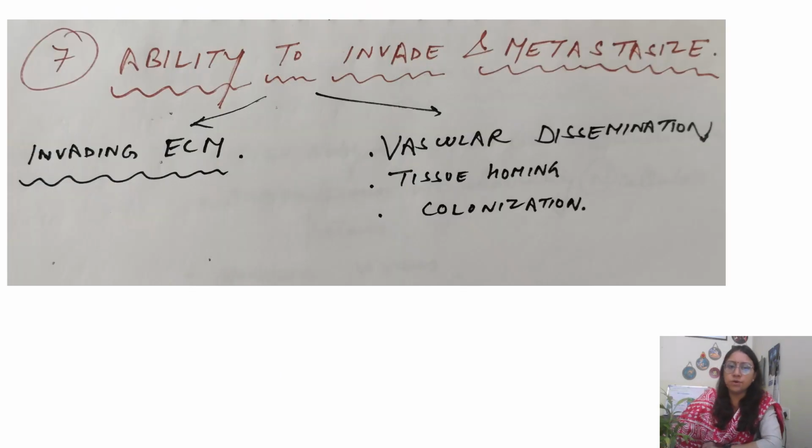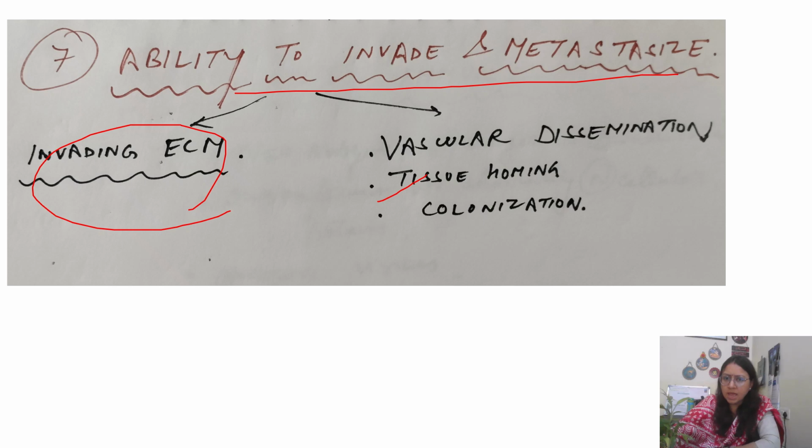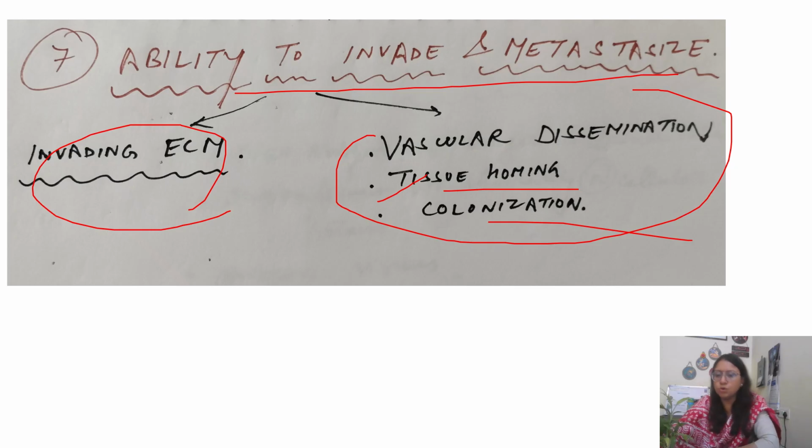Then seventh is your ability to invade and metastasize. That is a very characteristic point of your malignancy. So what they do is invade the extracellular matrix, and they have the capacity for vascular dissemination, tissue homing, colonization. So all these lead to your metastasis. So metastasis, we'll discuss these points in detail.